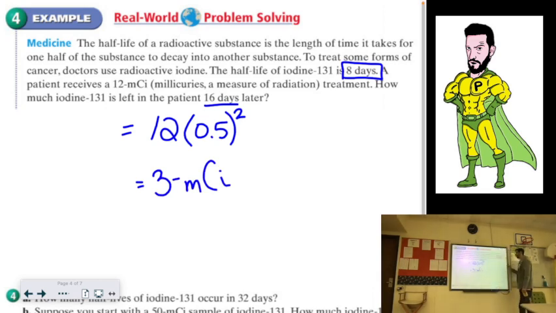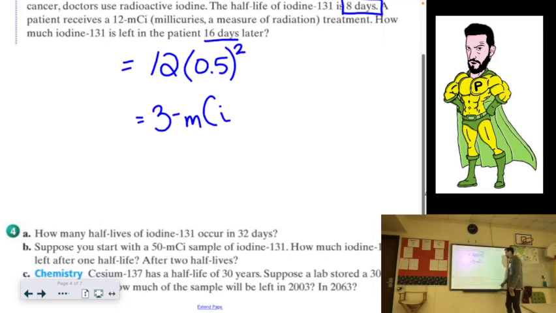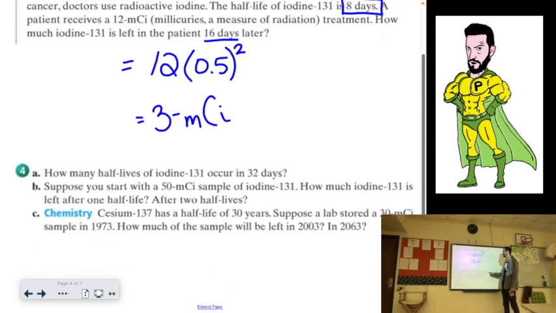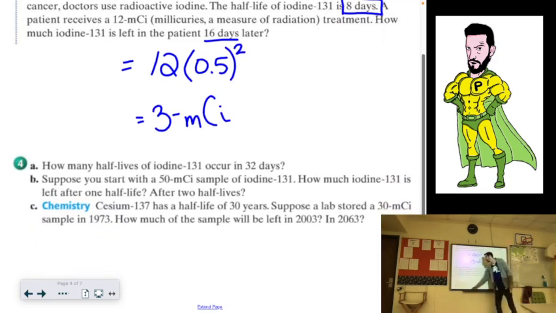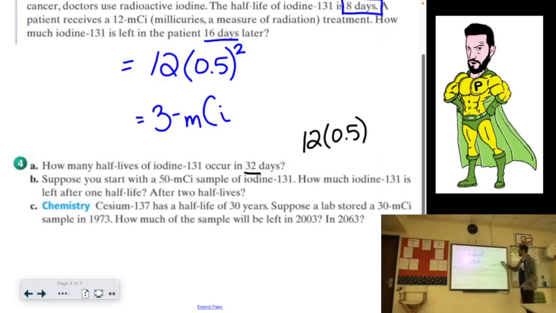Sick. The next one's asking about how much would be in 32 days. So the starting amount is 12. Still 0.5 because it's half-life. But how many 8-day cycles happen in 32 days? You could just divide them. 32 divided by 8, 4. So there are 4 half-lives here. 0.5 to the fourth, 0.0625 times 12. That's just 0.75 millicuries.